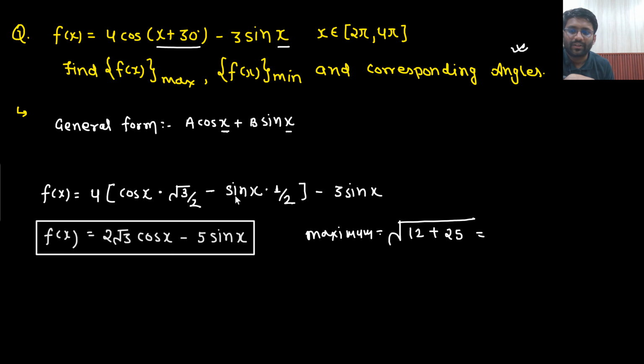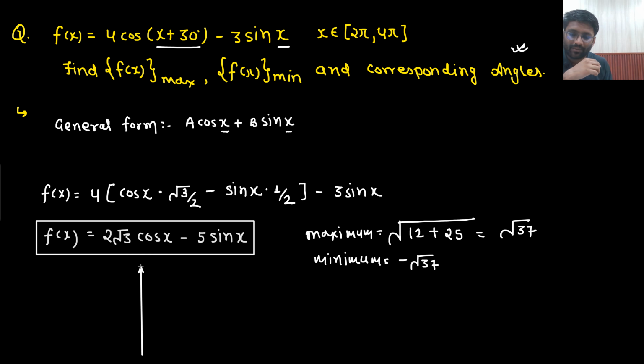So sin 30 is 1 by 2. So no calculation error, minus 2 minus 3. Yeah, so this will become 3 square root squared is 3. 3 into 4, 12. 12 plus 25. This will become under root 37. So this is the maximum value we will be getting. And what will be the minimum value you will be getting? Minimum value you will be getting is minus under root 37.